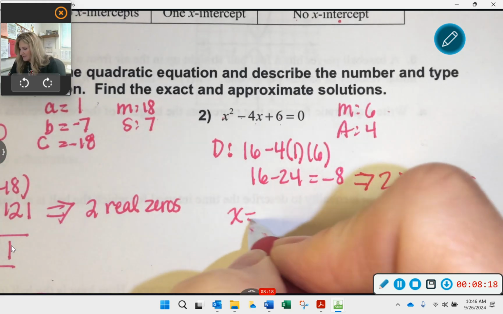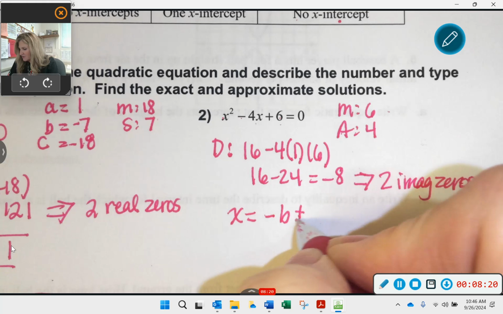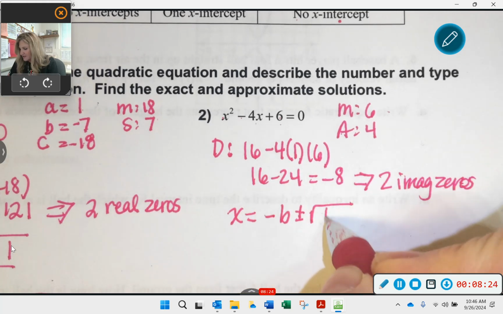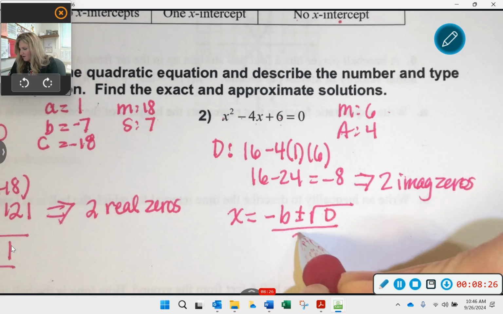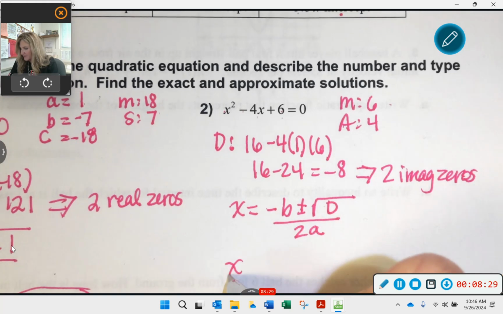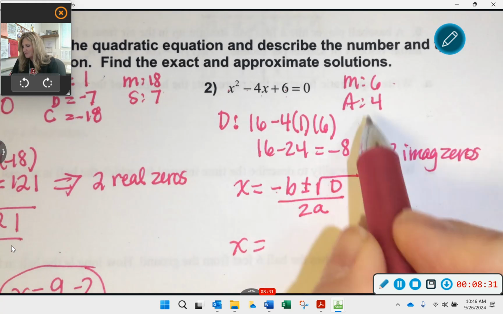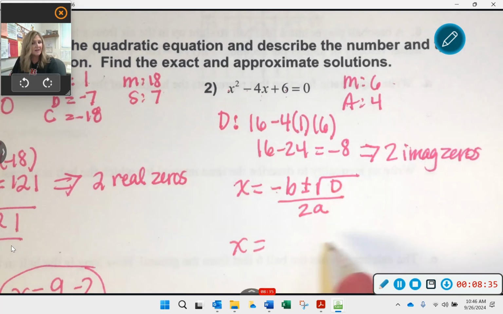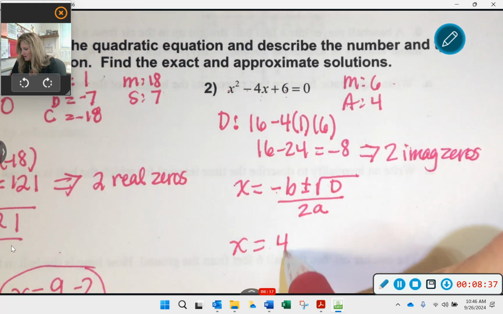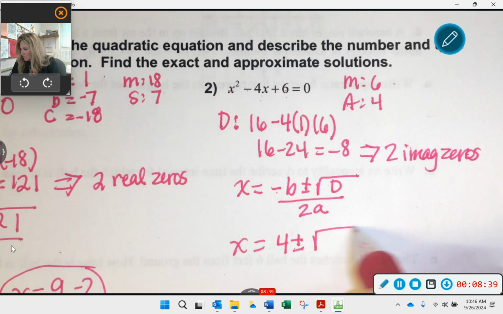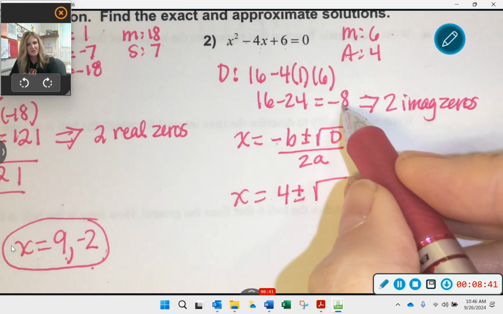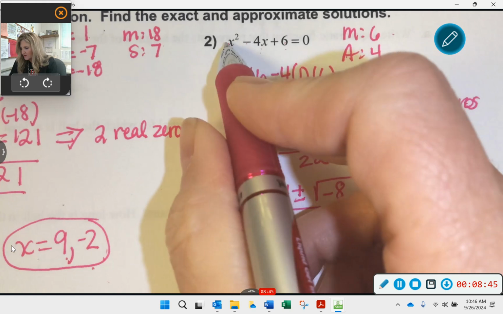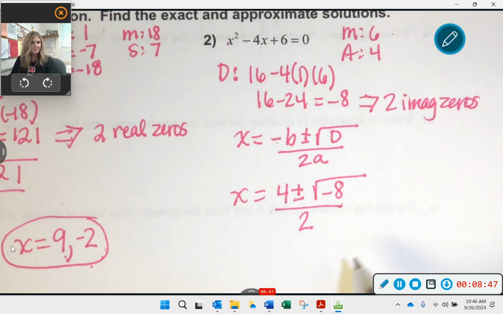You have to memorize it. Negative b plus or minus the square root. We already did the discriminant. I'm just going to call this discriminant, all over 2a. So what is the opposite of b? Negative 4 would end up being 4 plus or minus the square root of, that discriminant was negative 8, all over 2 times 1.